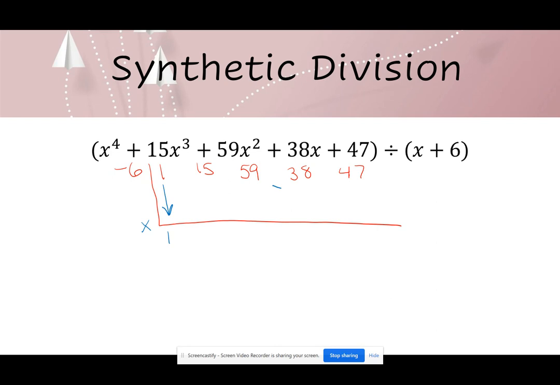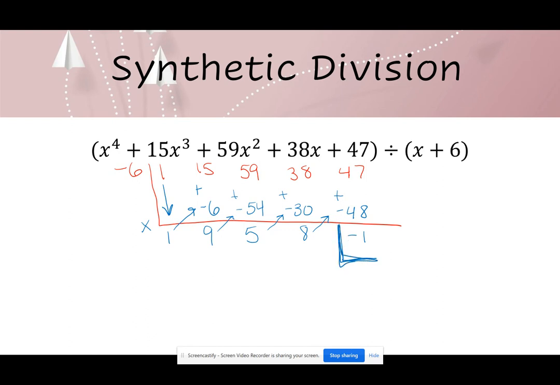Then we're going to multiply negative 6 times 1 is negative 6 and write it under your next number. Add straight down. 15 plus negative 6 is 9. Negative 6 times 9 is negative 54. Write it there. We're going to add. We get 5. Negative 6 times 5 is negative 30. We're going to add. We get positive 8. Negative 6 times 8 is negative 48. And when we add, we get negative 1.